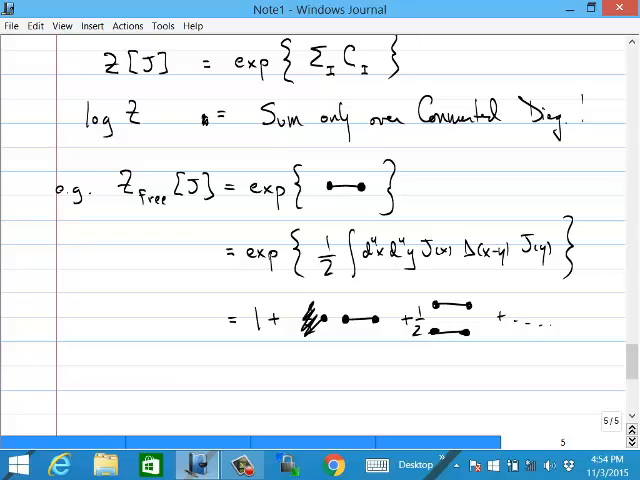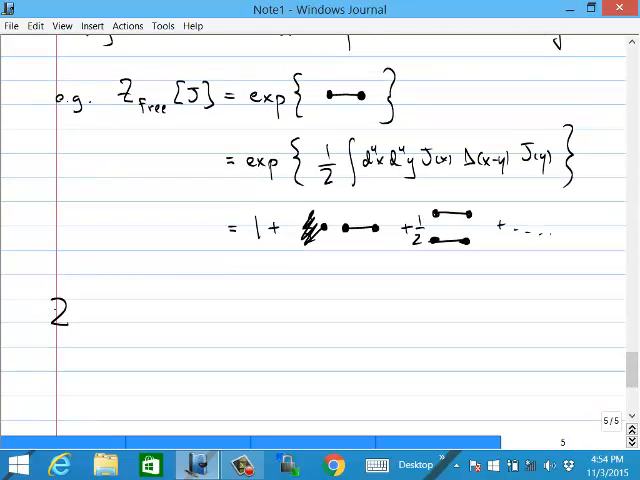So is this clear? I'm always sort of amazed by this combinatorics. But now we can take this one step further. So the generating function is the exponential of the sum of all connected diagrams.